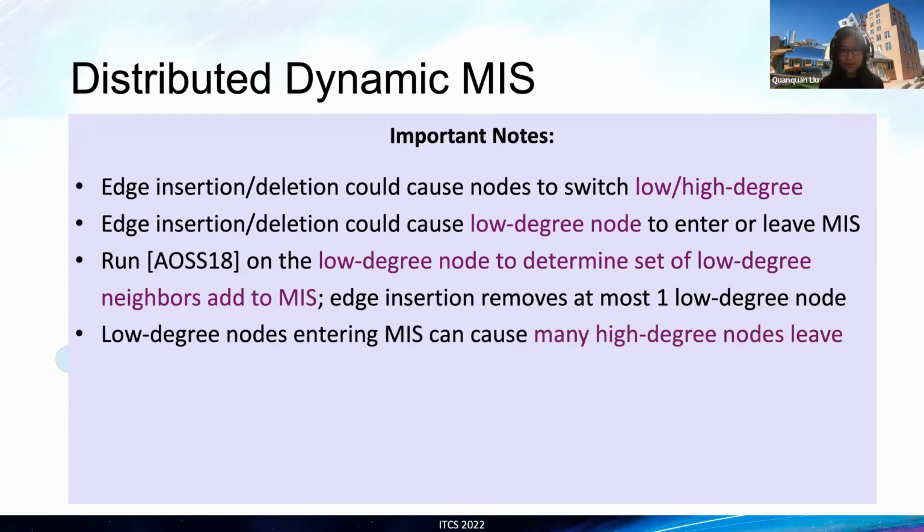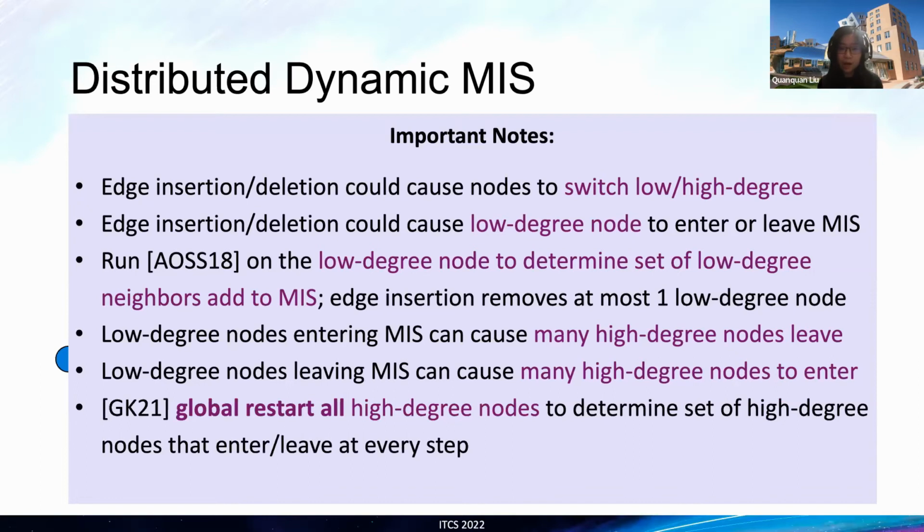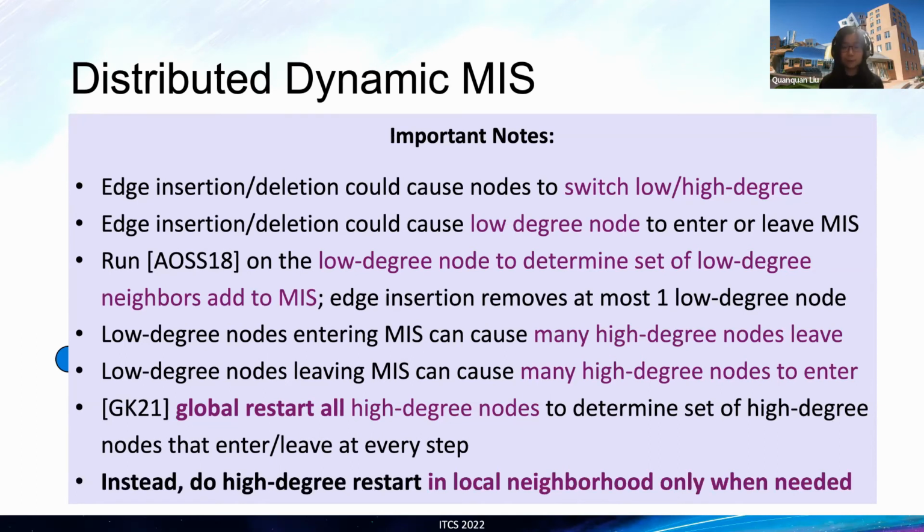Low degree nodes that enter the MIS can cause many high degree nodes to leave, as we mentioned before. And similarly, low degree nodes that leave the MIS can cause many high degree nodes to enter. While Gupta and Khan perform a global restart at every update step among all high degree nodes to determine the set that enters or leaves the MIS, what we do instead is that we perform a local restart on the set of high degree nodes in the local neighborhood only when needed. And we will give specific details on this procedure in the next few slides.